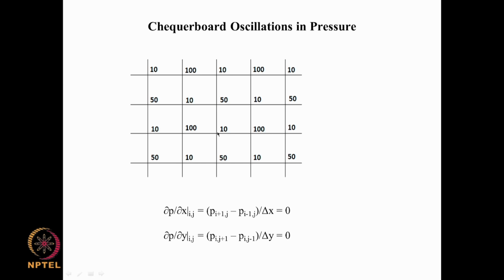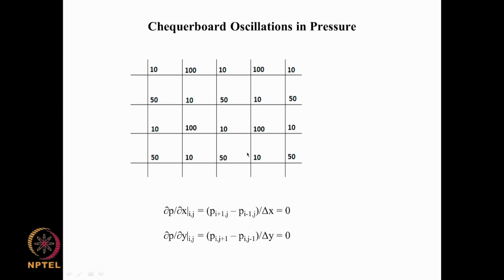So if there are fluctuations like this in pressure, then the velocity field will not respond to this, and it is impossible to get rid of these kinds of pressure variations through changes in velocity. These pressure variations will be there in the final solution. And so that is one of the problems, and we need to get rid of this.